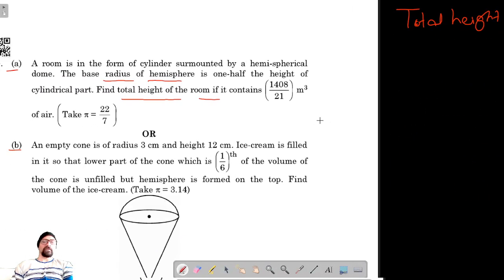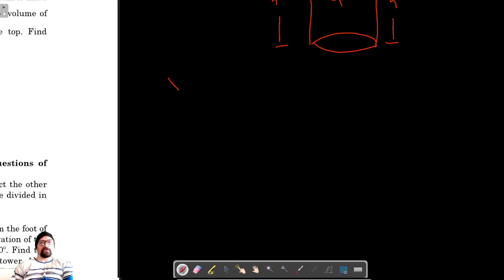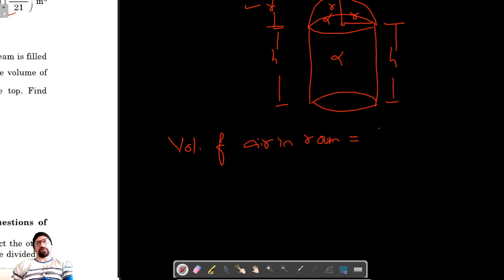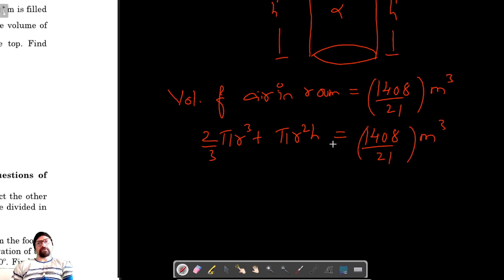Now to find that, it's given that pi should be 22 by 7 and the volume of air in the room. So volume of air in the room is the volume of cylinder plus volume of hemisphere. So volume of air in the room is equal to 1408 by 21 meter cube. Now the volume of air in the room is the volume of hemisphere, which is 2 by 3 pi r cube, plus the volume of cylinder, which is pi r square h. And this is equal to 1408 by 21 meter cube.